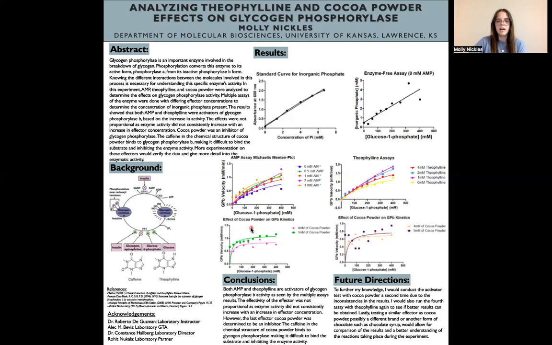This is due to the caffeine in the chemical structure of cocoa powder. The caffeine binds glycogen phosphorylase B, making it difficult or unable to bind the substrate and inhibiting the activity. Future studies of the enzyme could show how these specific compounds inhibit or activate the enzyme, whether it be directly or allosterically, and it can also give more insight into the mechanisms being used in these reactions.